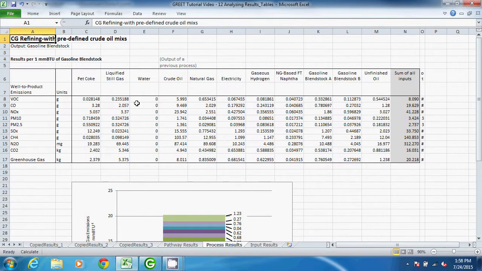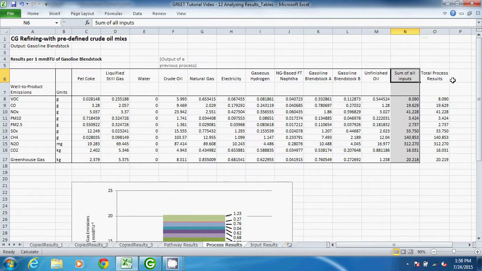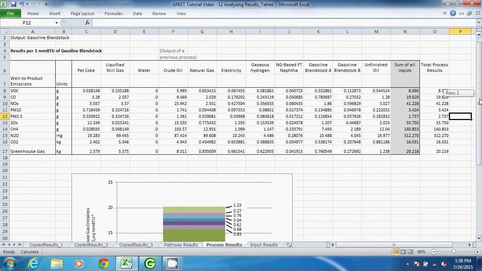Here are all the inputs and their emissions in the table. The shaded column at the right shows the summed emissions totals, and I'll check to see that they match the total emissions for the CG refining process. And they do. Let's look at the chart of greenhouse gas emissions for each input.